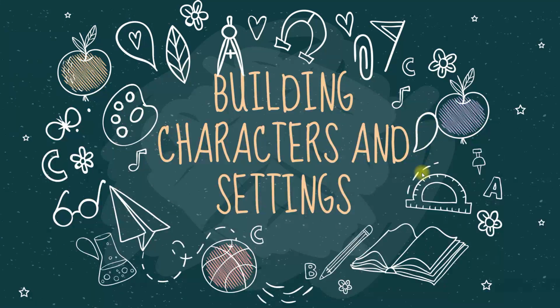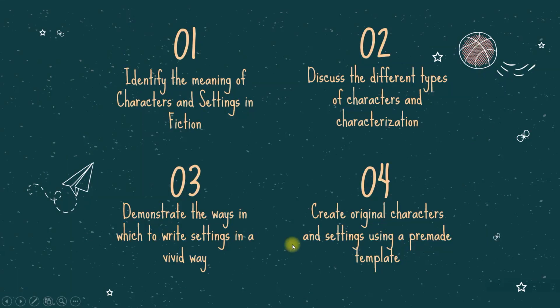So, let's go on with our lesson. First, our objectives. Of course, identify the meaning of characters and settings in fiction. Siyempre, kailangan alam natin kung ano yung pinag-uusapan natin. Next naman po, discuss the different types of characters and characterization. There are two types of characterization, but the types of characters, there are several according to different aspects. So we'll take a look at those. Next is demonstrate the ways in which to write settings in a vivid way and create original characters and settings using a pre-made template. I'll be discussing how to use the template and how you'll submit your original characters later on when we get to that point in the lesson.